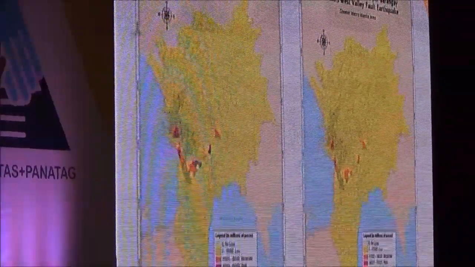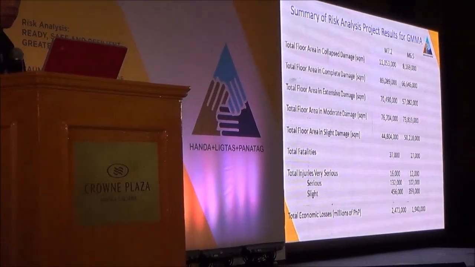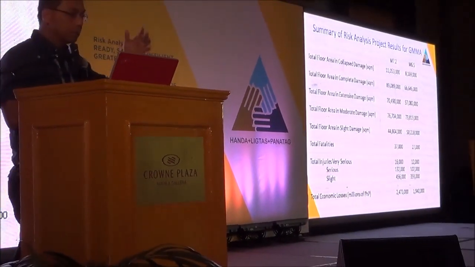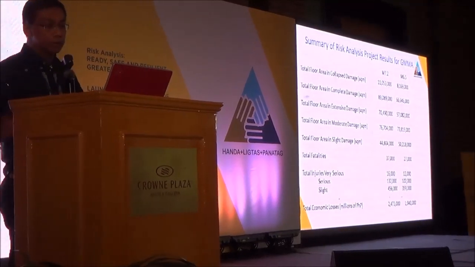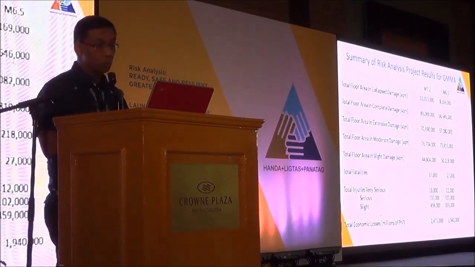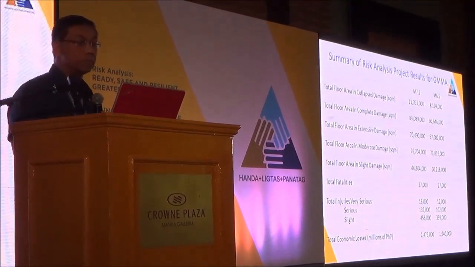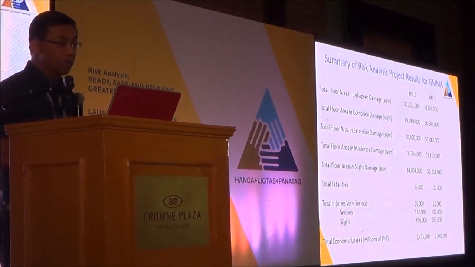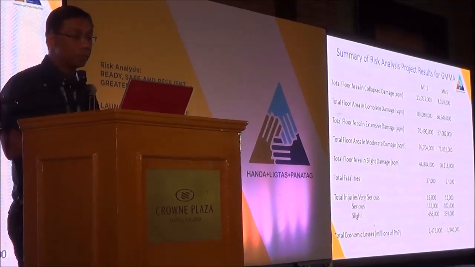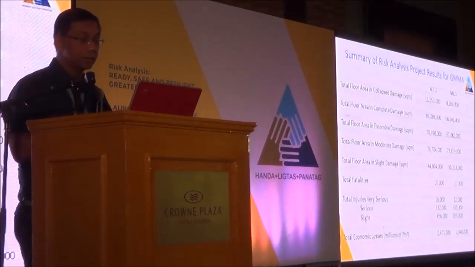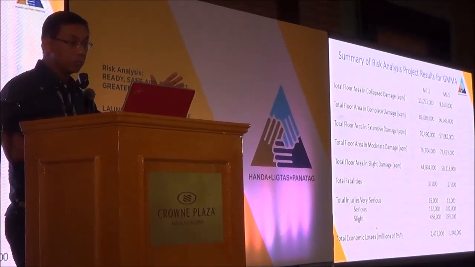Okay? In summary, these are the following information that we need to look at very carefully. In terms of total floor area and collapse damage, like 11 million square meters for magnitude 7.2, 8 million for 6.5. Not much difference. Total floor area and complete damage, meaning it did not collapse but the building is useless, 89 million. Now for slight damage, 44 million. Okay?